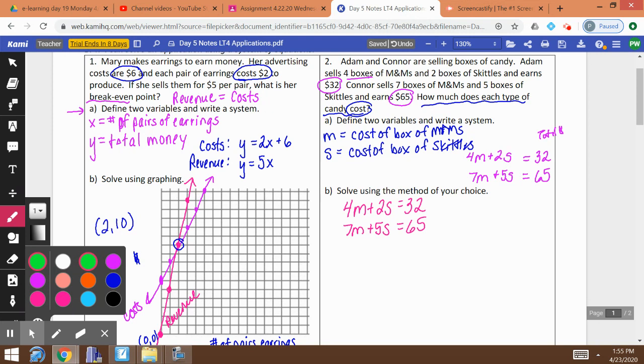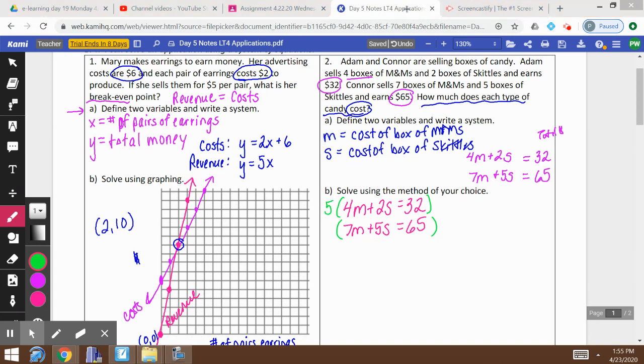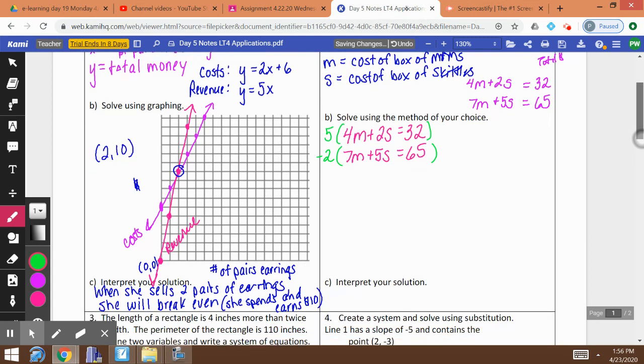Now, again, you can choose to eliminate either the m's or the s's first. I'm going to choose to eliminate the s's, mainly because the numbers are a little bit smaller, the 2 and the 5, compared with the 4 and the 7. So that means I'm going to multiply the top equation by 5. If I do the top one by a positive 5, I have to do the bottom equation by a negative 2 because they have to be the same but opposite. So that gives us 20m plus 10s is equal to 160. Don't forget to multiply that constant number at the end. And we get negative 14m minus 10s is equal to negative 130.